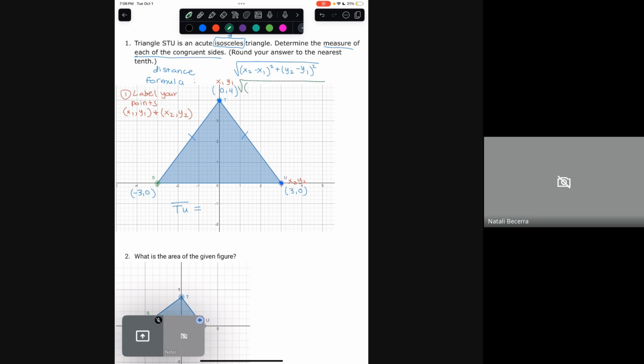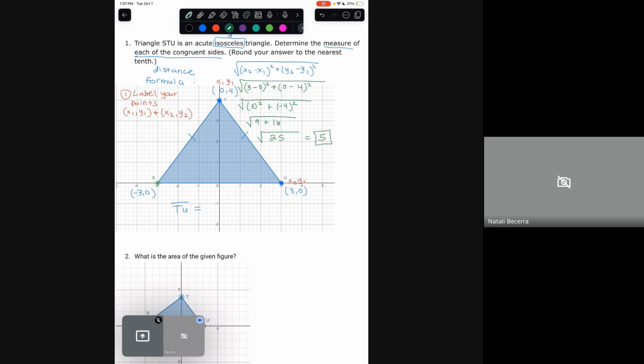So I'm going to have x2, which is 3, minus x1, which is 0, squared, plus y2, which is 0, minus y1, which is 4, squared. So 3 minus 0 is 3 squared. 0 minus 4 is negative 4 squared. 3 squared is 9. Negative 4 squared, if you type that into the calculator, you get 16. And then 9 plus 16 is 25. And the square root of 25, if you type it into your calculator, you get 5.